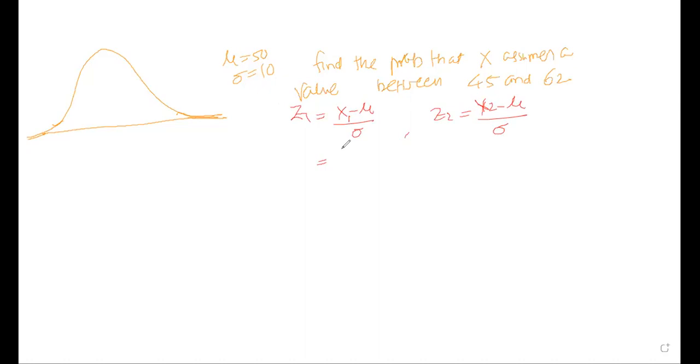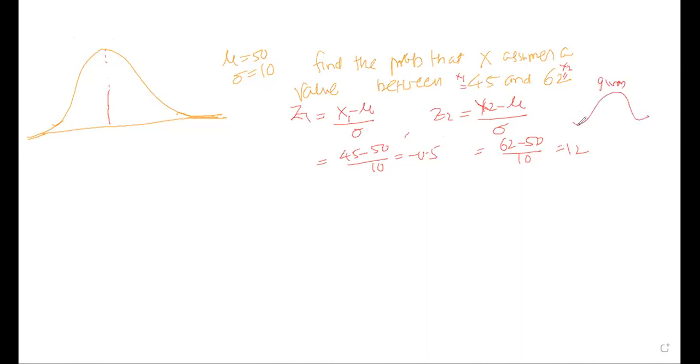x1 is nothing but 45. This is my x1 and this is my x2. With nu equal to 50 and sigma equal to 10, here it is 62 minus 50 divided by 10. Here I'm going to get 1.2, and here I'm going to get negative 0.5.